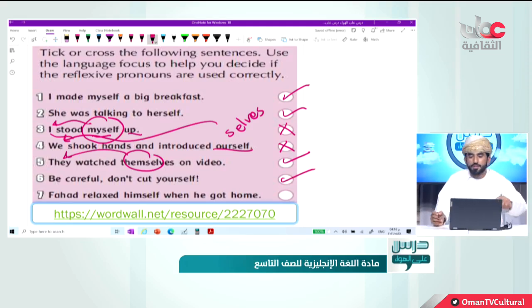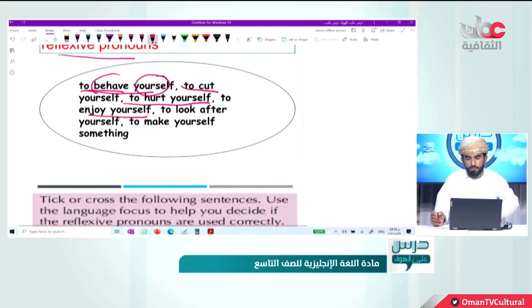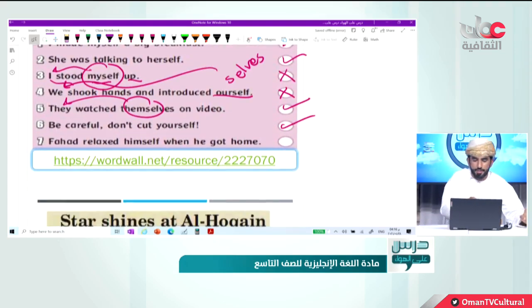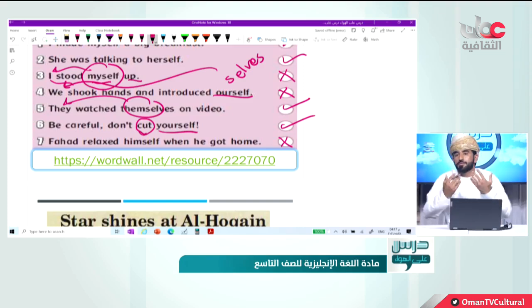Excellent. Correct. We said that there are some verbs like to behave, to cut. They are followed by a reflexive pronoun. Like cut. Have a look. This one. Cut, then yourself. Fahad relaxed himself when he got home. Exactly. Why? Because relaxation is something that people usually do. It's an action that all of us as people usually do. So we don't have to write the reflexive pronoun himself. Yes, it is. Thank you so much.